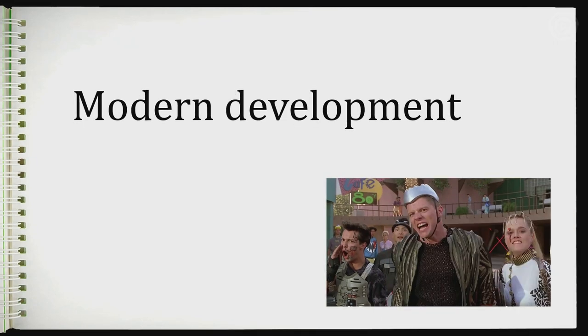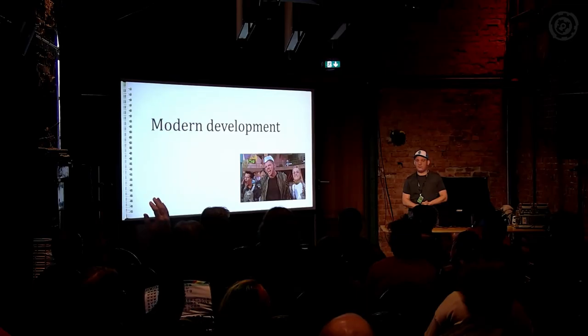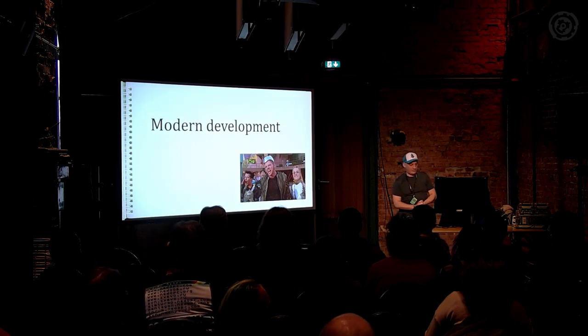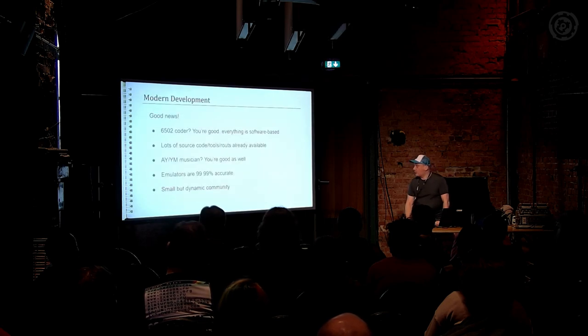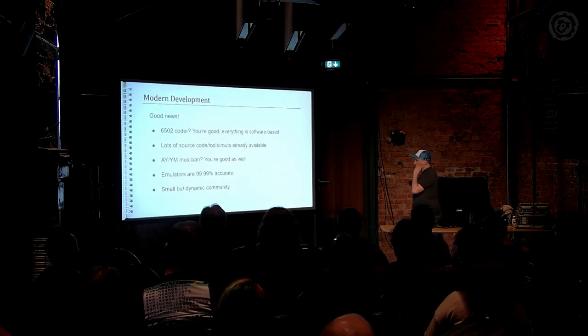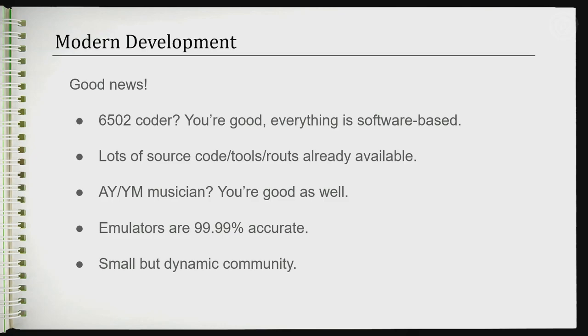How many of you are developers on old school platforms? A few people. 6502 developers. Okay, C64, I guess, maybe. Yeah, C64, maybe Atari or Game Boy or whatever. Okay, good news. There's good news and bad news. The good news, you're a 6502 coder, you're good.